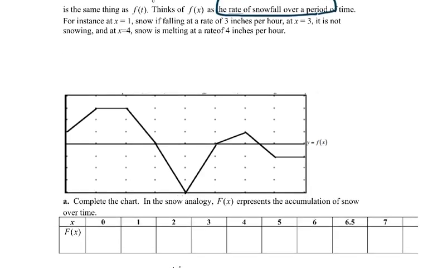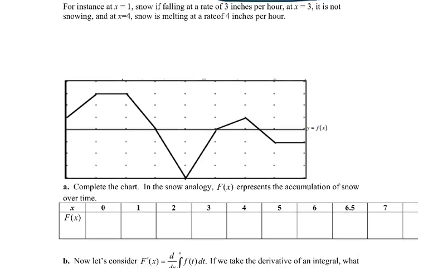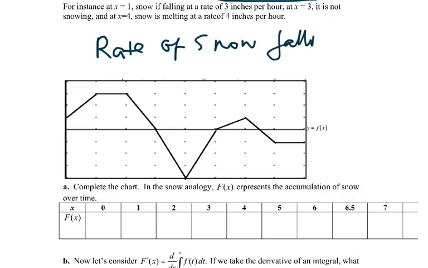Okay, if we look at this graph, it's giving you the rate of snow fallen. Anytime there's movement attached, we talk about the rate. So this graph is in terms of the derivative. Let's recall, if the graph is in derivative terms, it's because it's talking about snow falling and melting.